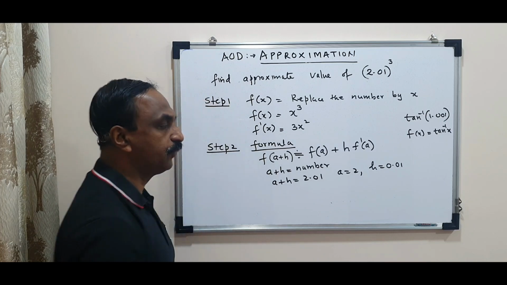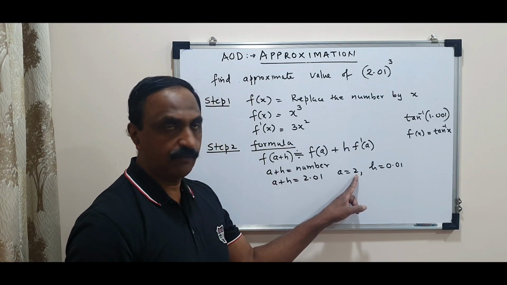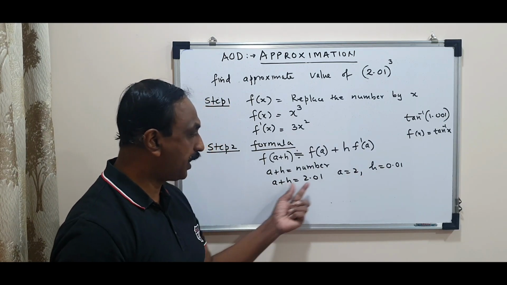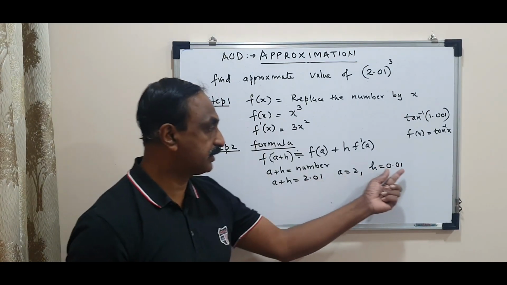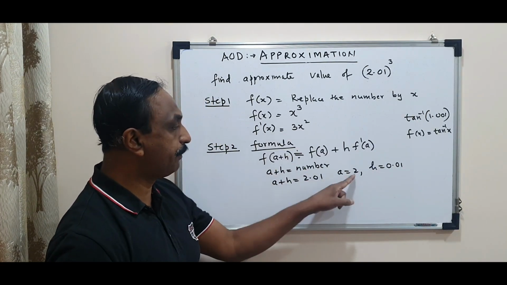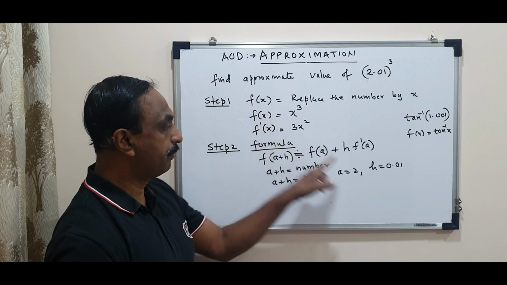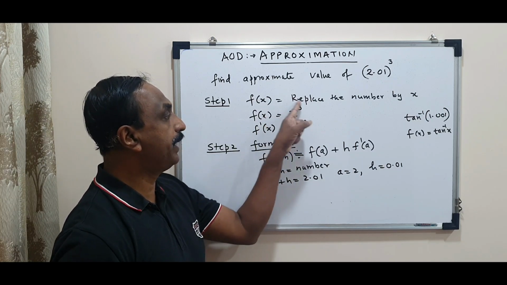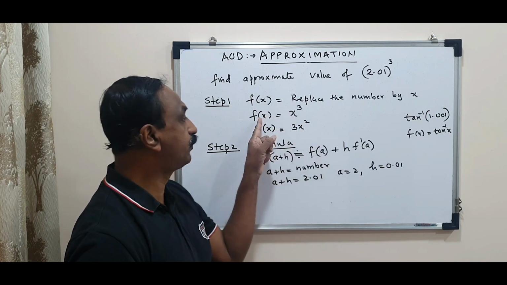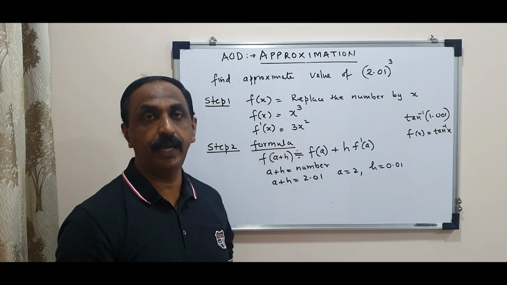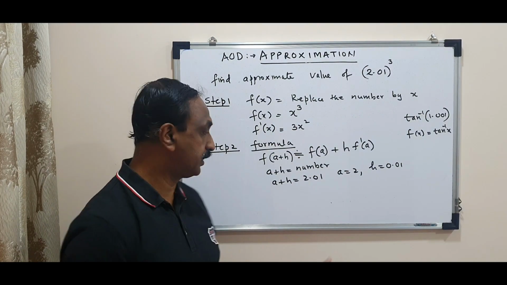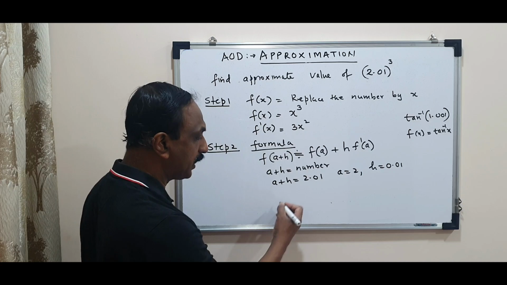You have to be very careful while dividing. When you are dividing a and h, what part of this is a and what part of it is h? a should be such that if you replace x by the number a, it should be mentally calculatable. For example, f of 2. f of 2 is 2 cube, 8. We could easily calculate.